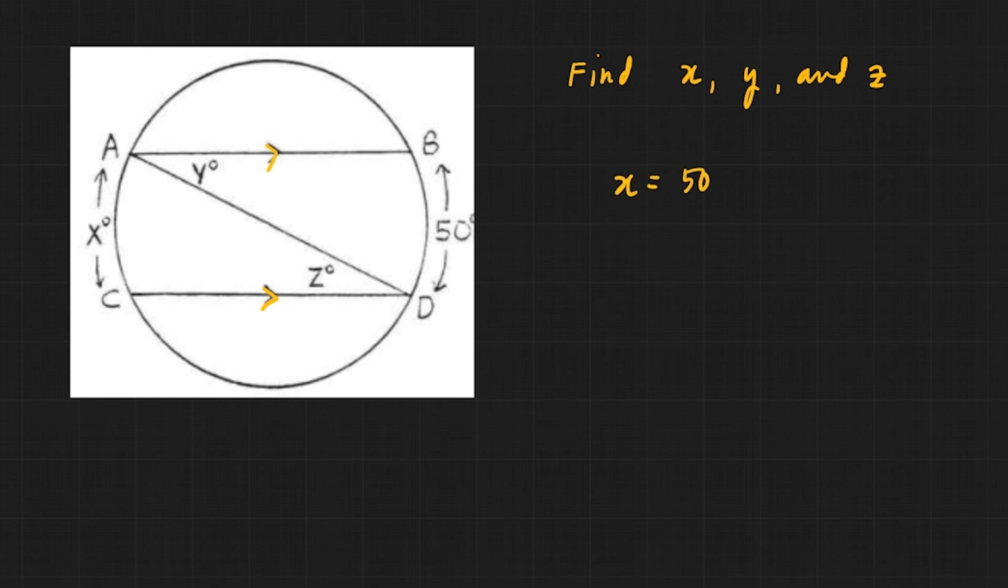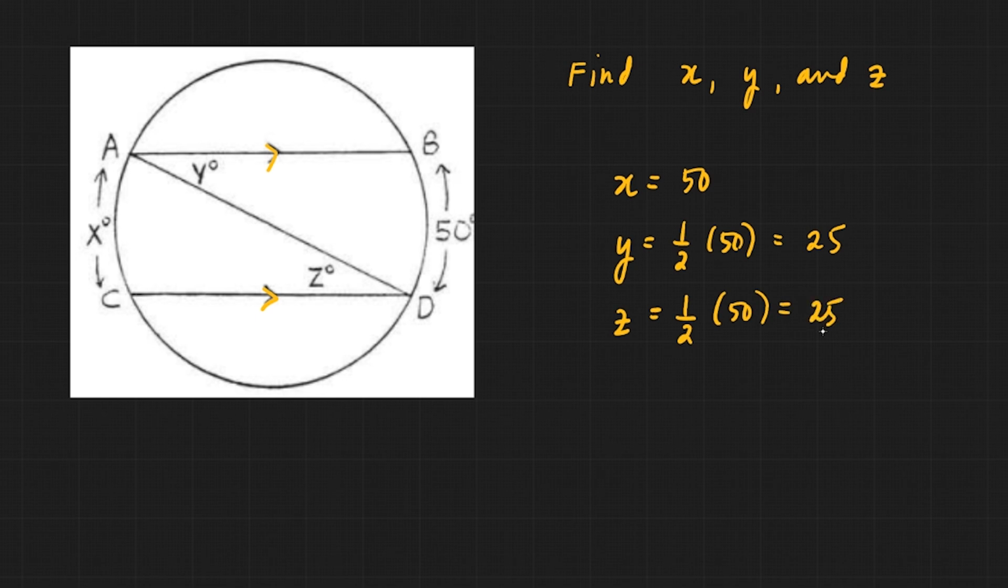How about y? Y is an inscribed angle and it intercepts arc BD. So, therefore, y should be half of BD, 1/2 of 50. So therefore, y is equal to 25. And z, on the other hand, z pala is an inscribed angle which intercepts arc AC, and arc AC measures 50 degrees also. So therefore, z is equal to 1/2 of 50, which is 25.